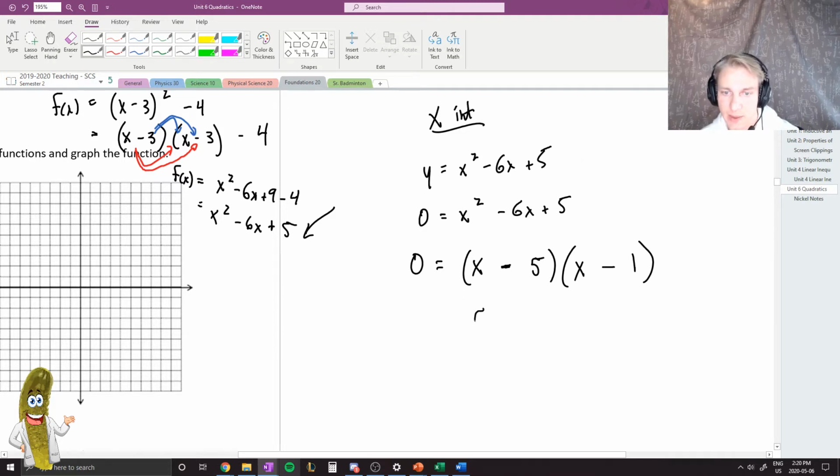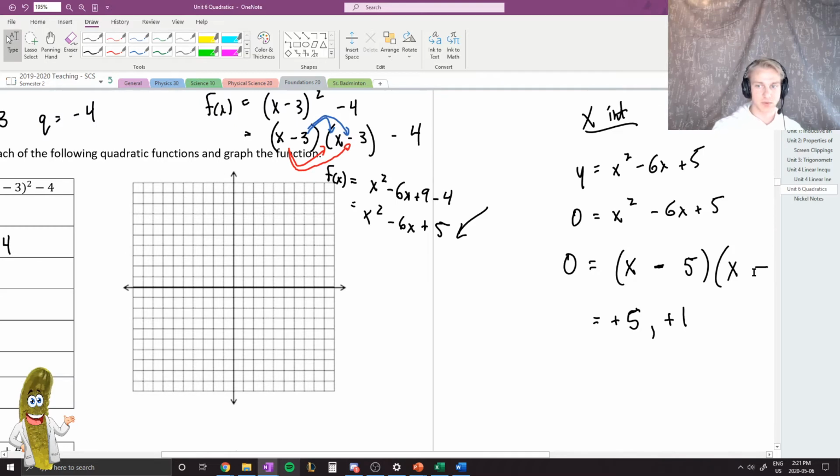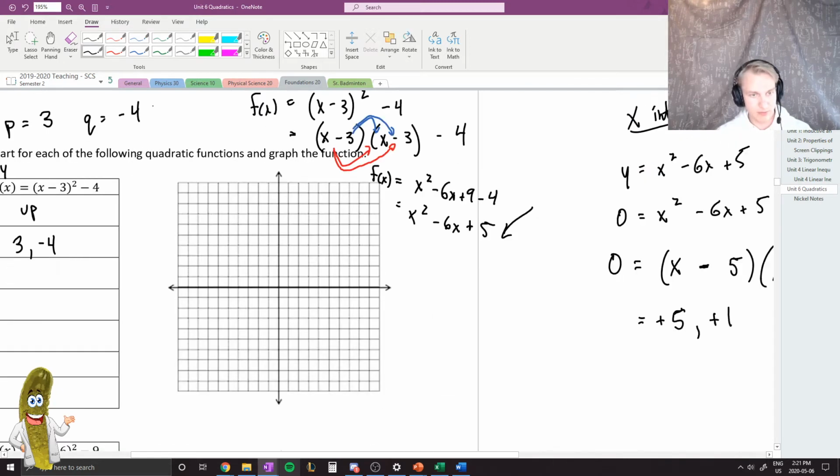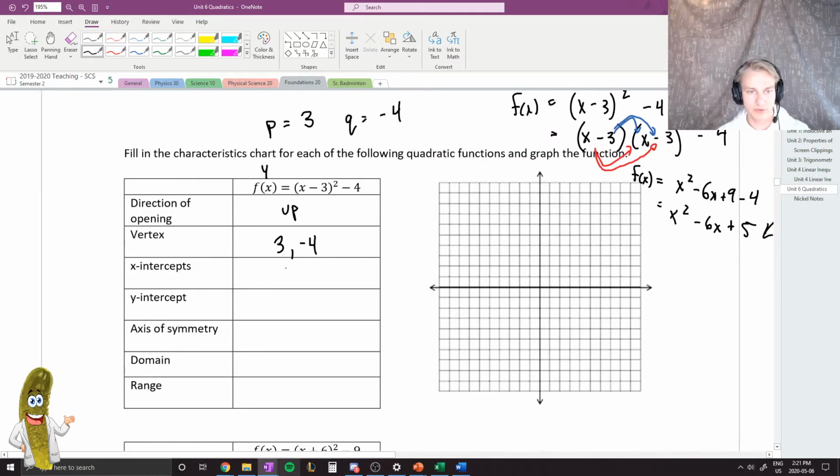So I could plug in a positive 5 in this case, and 5 minus 5 would be 0. 0 times anything is 0. So that would be one of my possible answers. And the other one here would be a positive 1. And that would mean that this bracket would equal 0, and it wouldn't matter what was in this bracket, it would also equal 0, because we're multiplying by 0. So I know that my two x-intercepts would be 5, 0, and 1, 0.